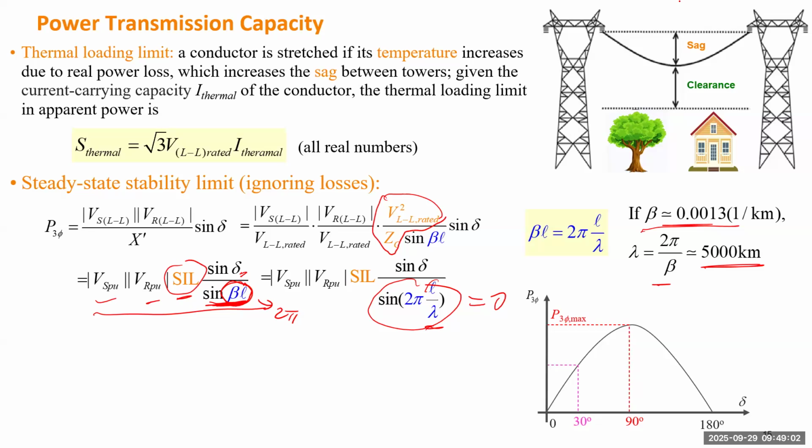So now in this slide, we still want to find out the steady state limit of the line, which is the upper limit of the active power. So we know the active power is a function of angle, basically a sine function of angle. So it will have the maximum value for the power when the angle takes 90 degrees. So when the angle takes 30 degrees, the power is half of the maximum value.